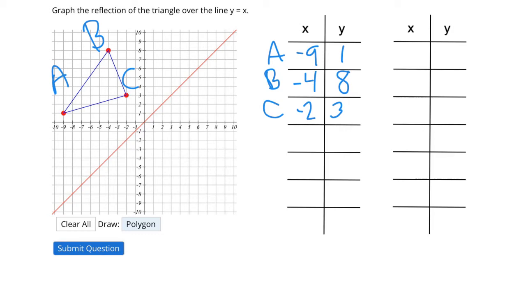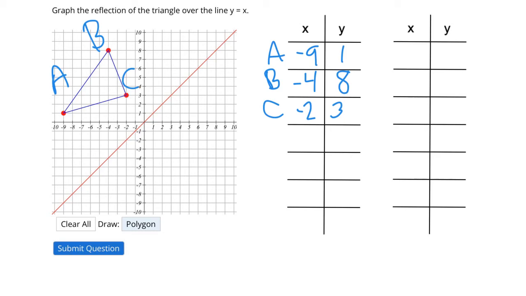Here is another example. This time we have a triangle. I set up a table for the 3 points on the graph. A is at -9, 1, B is at -4, 8, and C is at -2, 3. What I'm going to do this time is to start by making the table for my reflection. I'm going to start by just switching around those x and y values.